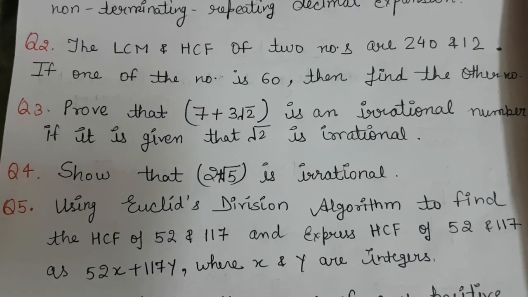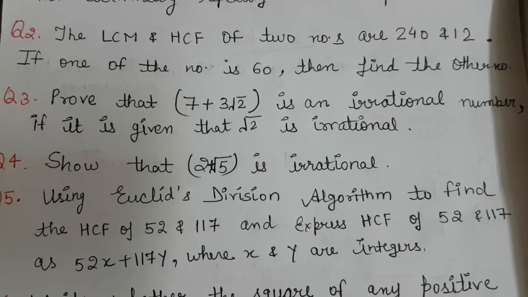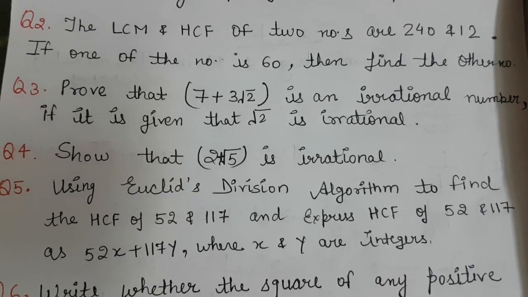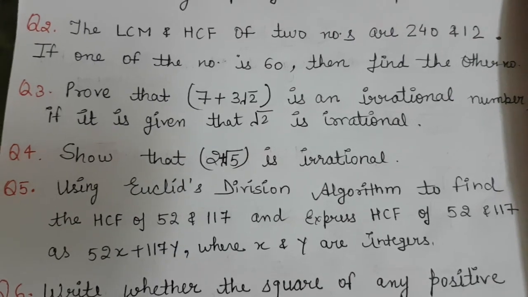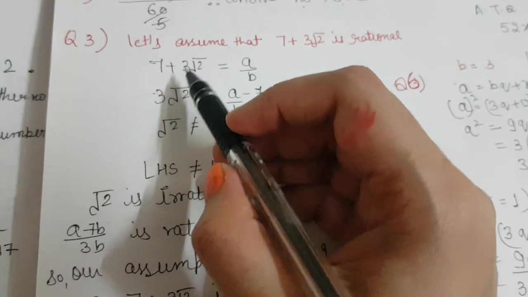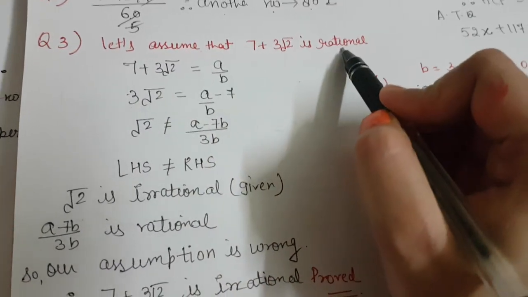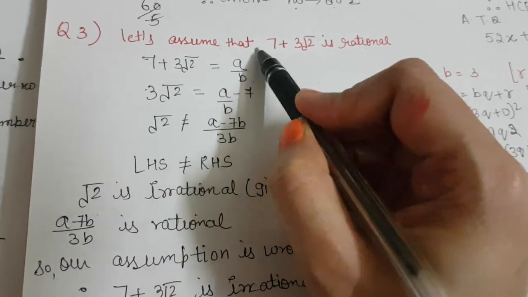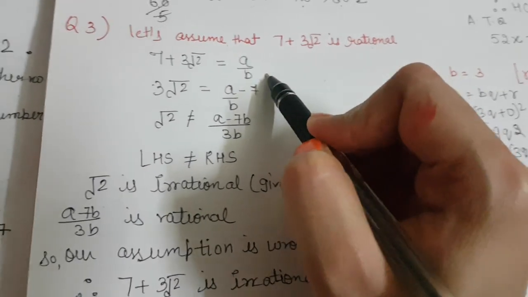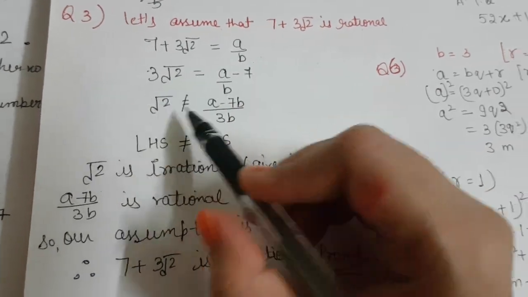Answer. The third question was: prove that 7 plus 3 root 2 is an irrational number, if it is given that root 2 is irrational. Root 2 is already given as irrational. So directly we will prove 7 plus 3 root 2 irrational. So let's assume that 7 plus 3 root 2 is rational. So it's equal to p upon q or a upon b, any you can take. So shift first 7, then 3.